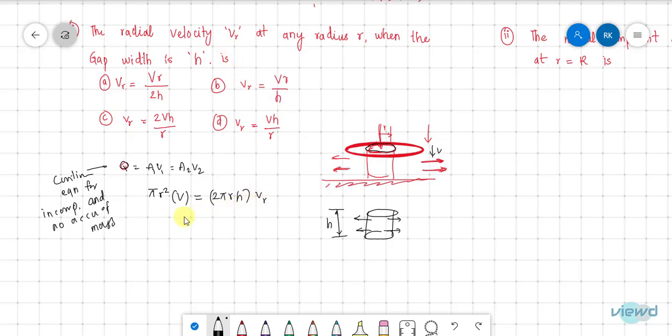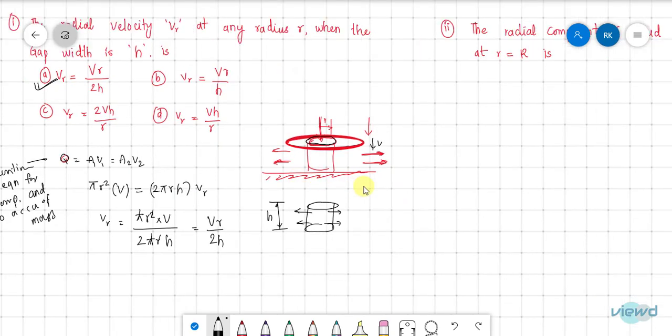So Vr is equal to pi r square into v divided by 2 pi r h. Pi gets cancelled, r and one r get cancelled. So v into r divided by 2h is the velocity. So option A, vr by 2h, is the correct answer.